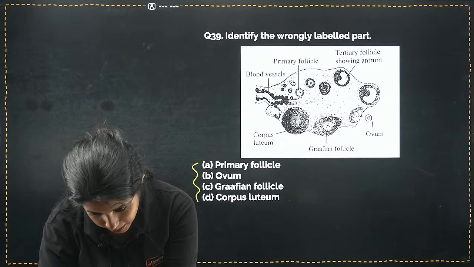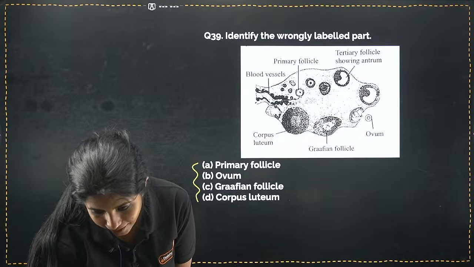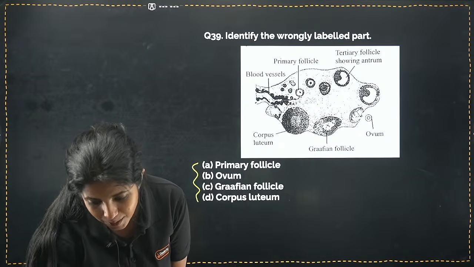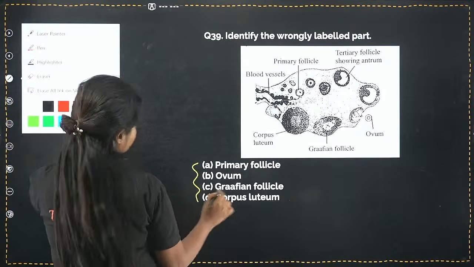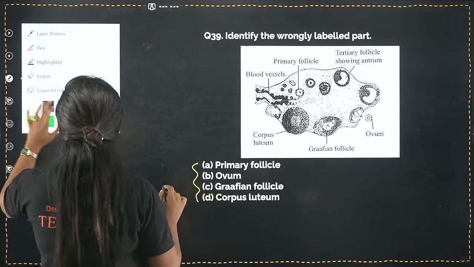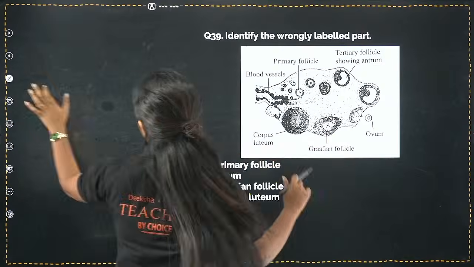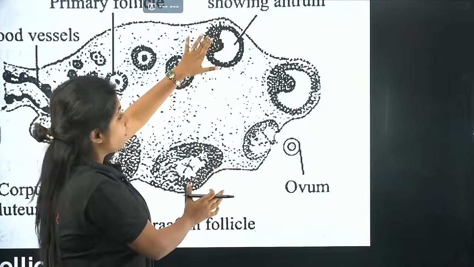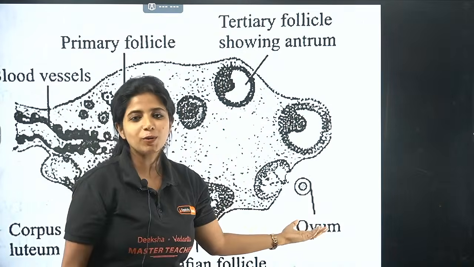What is your answer? Everyone. Okay, perfect. Guys, you are absolutely correct. The answer for this question is going to be C, Graafian follicle. Why Graafian follicle? If at all you look at the picture, you get to understand. This was the Graafian follicle. After the tertiary follicle, you should be having Graafian follicle, right? The Graafian follicle ruptures, that is how you release the ovum.